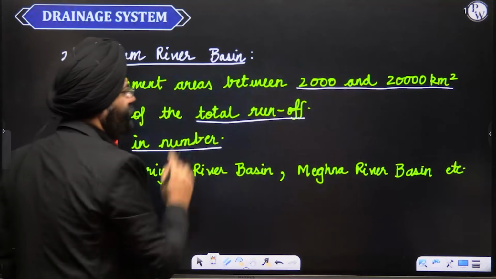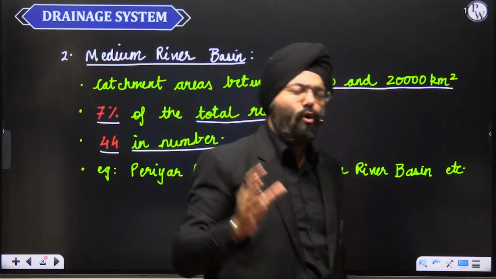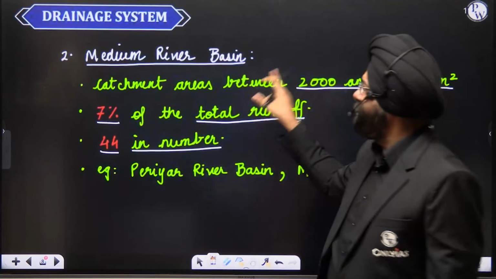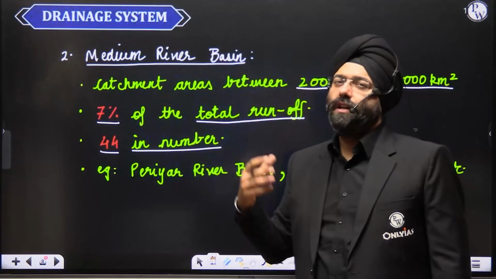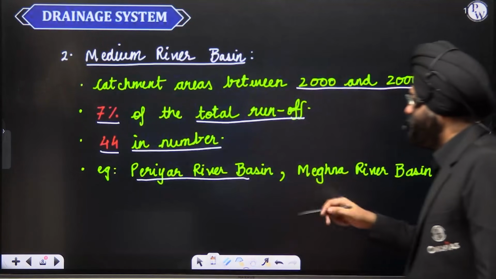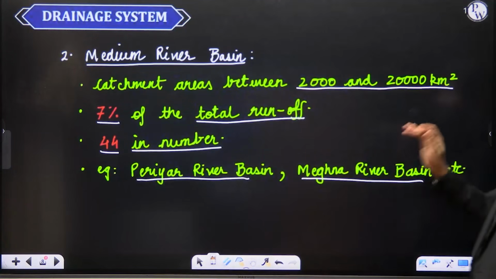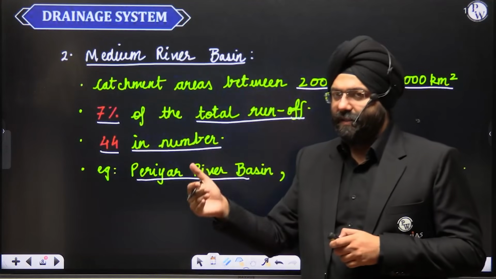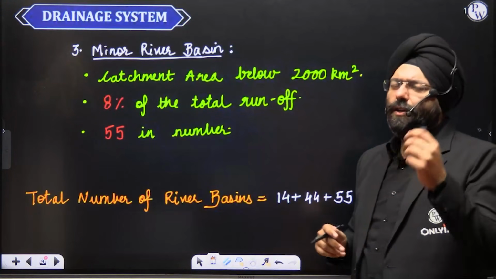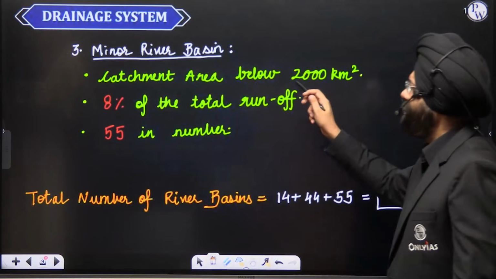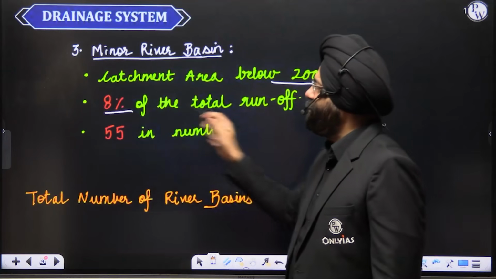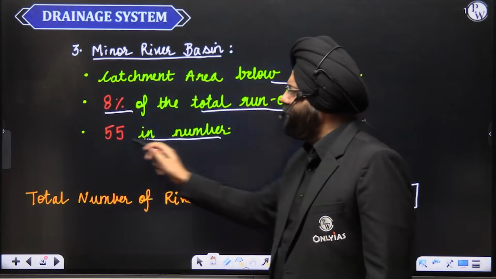They are 44 in number. That means if I demarcate all the rivers along with the drainage basins, within the medium category, 44 river basins will come. Examples are Periyar River Basin, Meghna River Basin. So these are examples of the medium river basins. Third, the smaller ones. Now, these are again very small in size, that means area below 2,000 square kilometers. These are 8% of the total runoff and 55 in number.